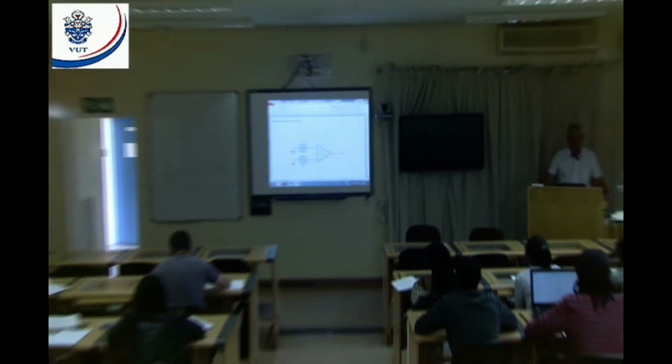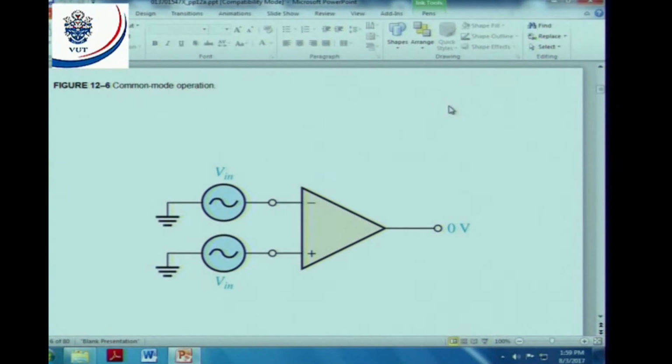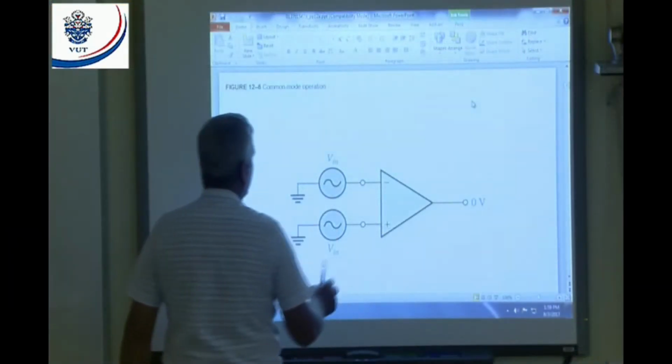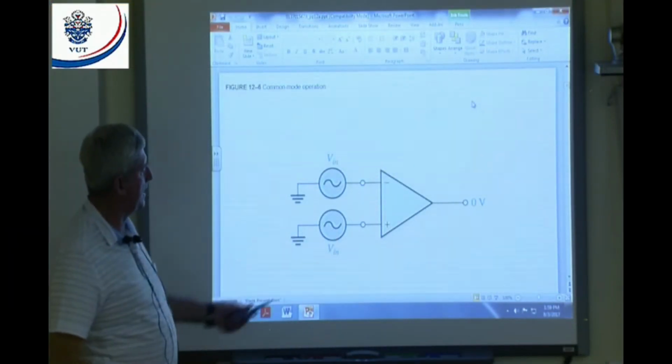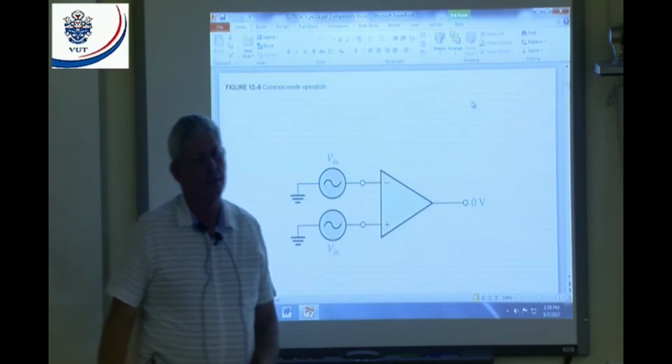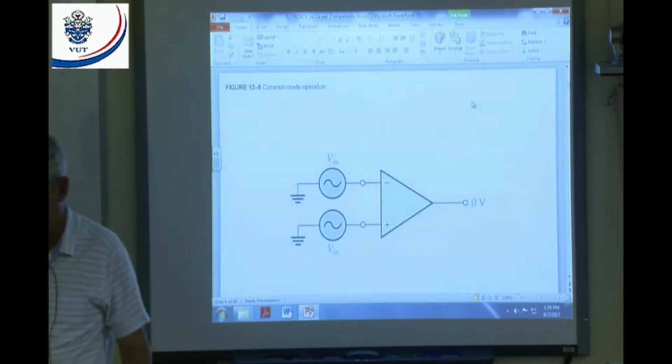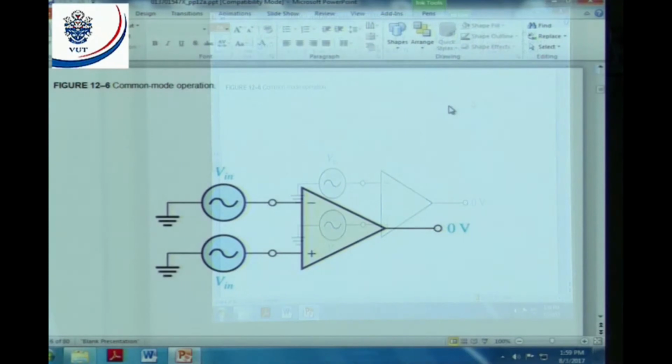Then we'll come to the, I think, the most important one. Common mode operation. Now, if we look at common mode operation, you can see these two signals are exactly the same. Both the input signals are exactly the same. What is my output? 0. Now, what is the use? Applying two signals and get 0 out.